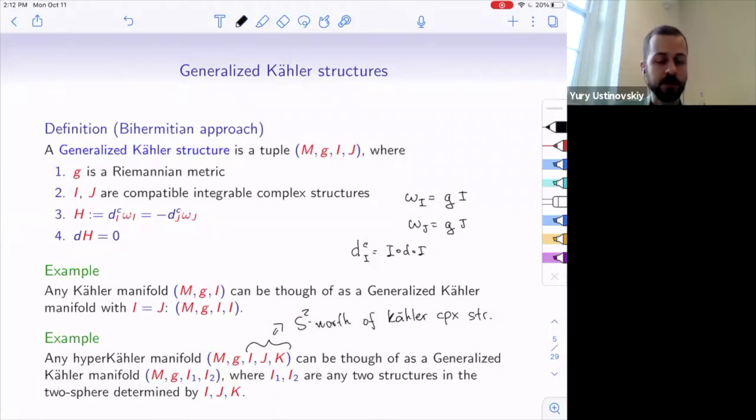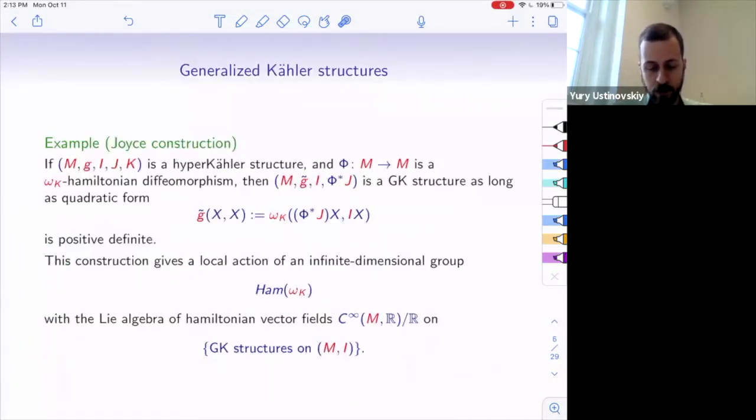And you can pick any two representatives of this two-dimensional sphere, and these will give you a generalized Kähler manifold. So this is genuinely different from the previous example, of course. It's still not super exciting because we are still on a Kähler background. So the underlying manifold, if you forget about the metric and keep only one complex structure, it's still a Kähler manifold, or a manifold admitting a Kähler metric rather.